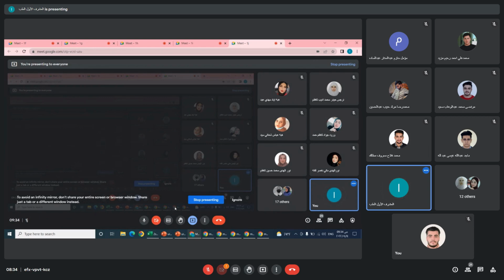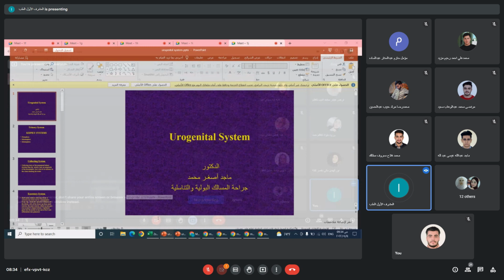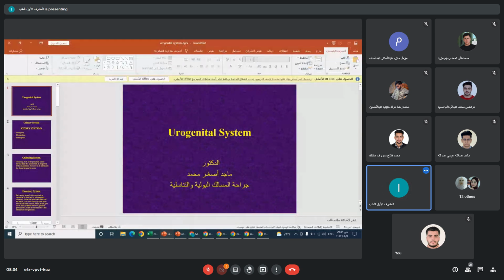Today I will talk about the Urogenital System, and you can see here, from its name, Urogenital, that it is two systems: the urinary system and the genital system. Functionally, the urogenital system is divided into the urinary system and the genital system, and both originate from the mesoderm.